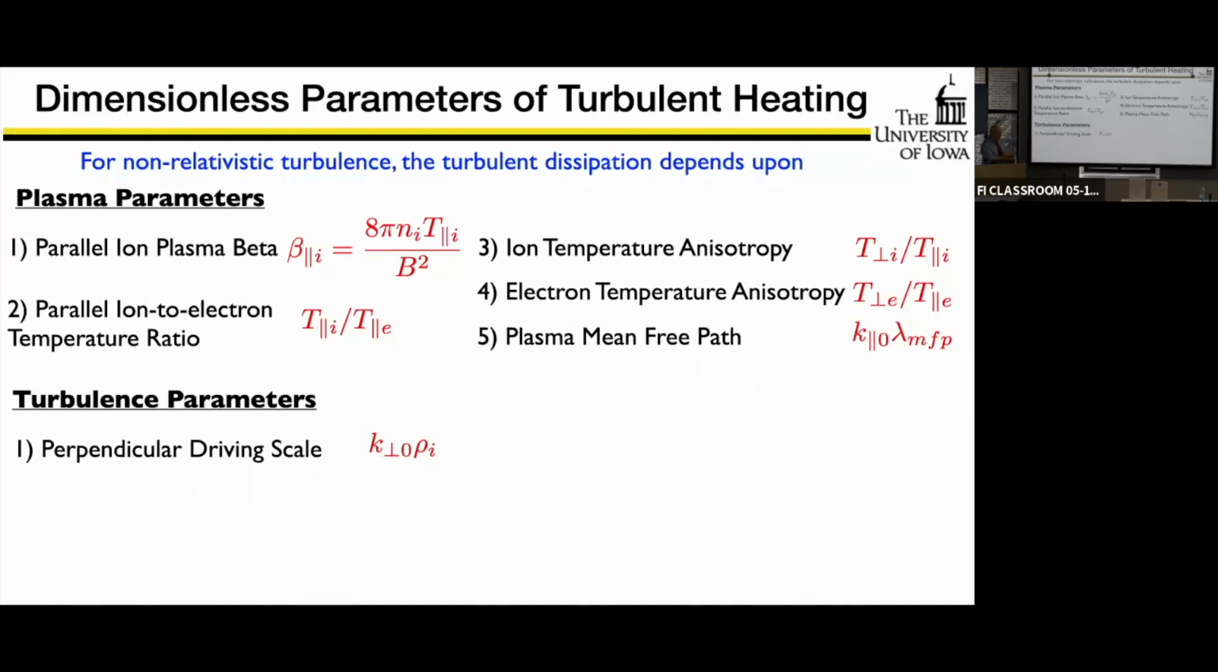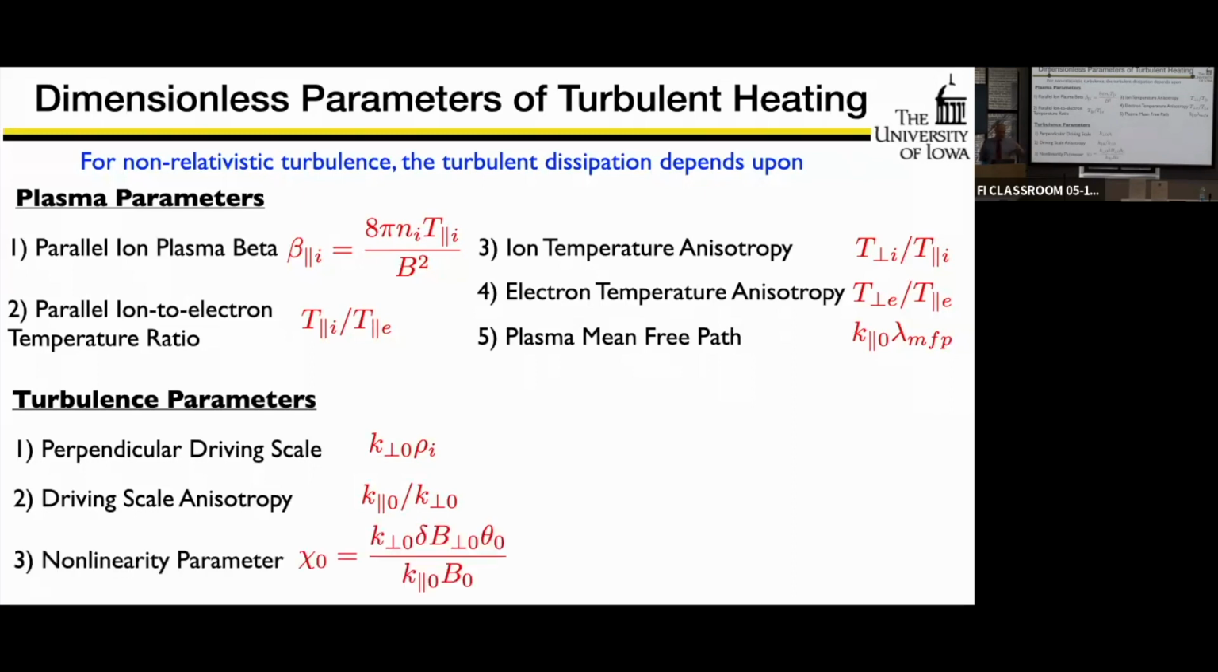So the naught subscript means the driving scale. There's the perpendicular driving scale as well as any anisotropy in the way we're driving. We might drive something where the fluctuations have very long parallel wavelengths and very short perpendicular wavelengths, or we might drive it in an isotropic way where both those wavelengths are the same. And then there's the nonlinearity parameter.